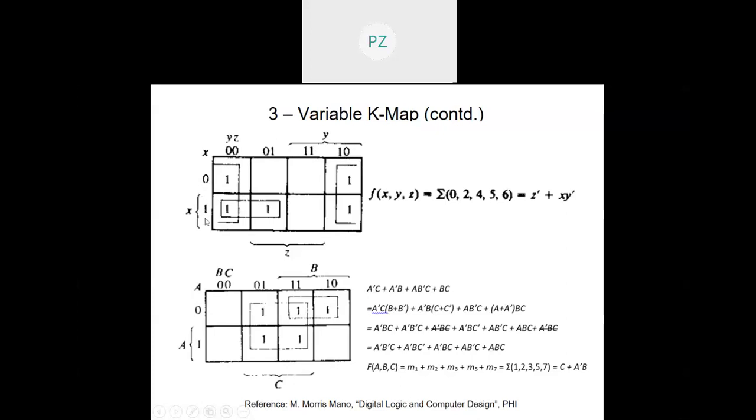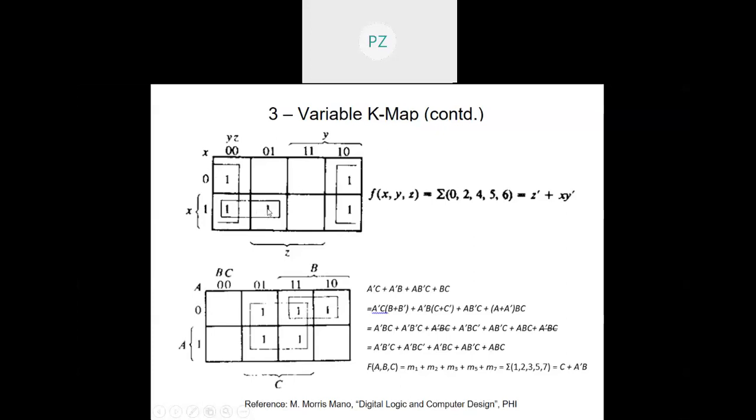X gets eliminated, Y gets eliminated because both of them are varying. Z will be there, and that too it will be Z bar because this is 0. So my first product term is Z dash. Now I still have a 1 which is not covered in the previous combination of 4 ones.